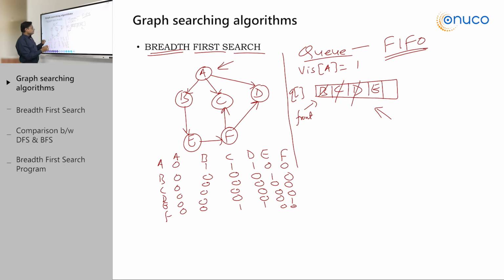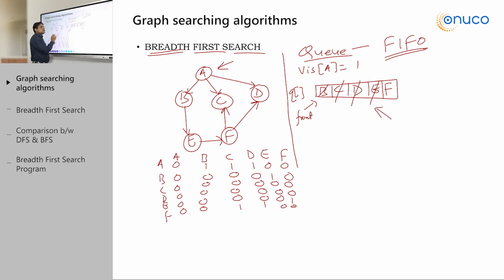Do you have any path from, what is the node here? E. Do you have a path from E to another vertex? Yes. And what is that? F. So we are going to insert F, and then we are going to remove E. Now we are at F.